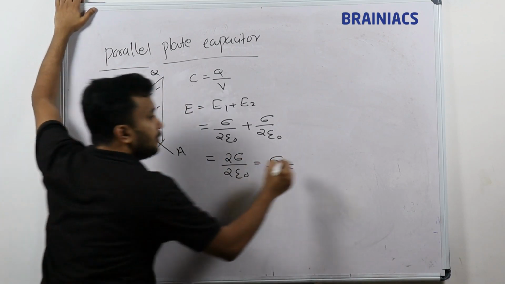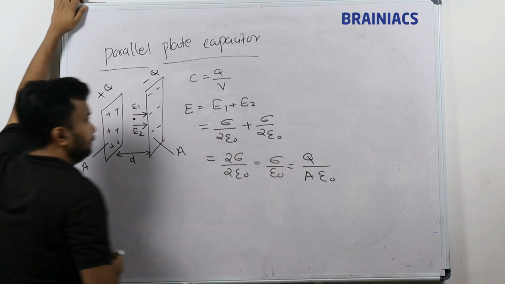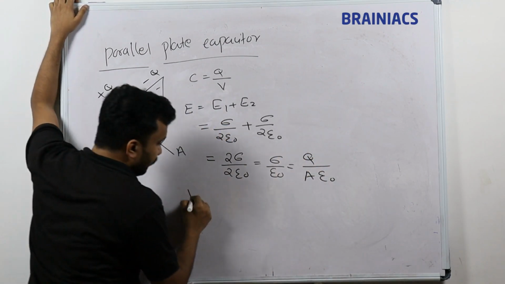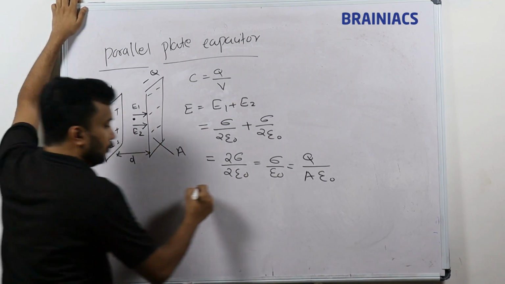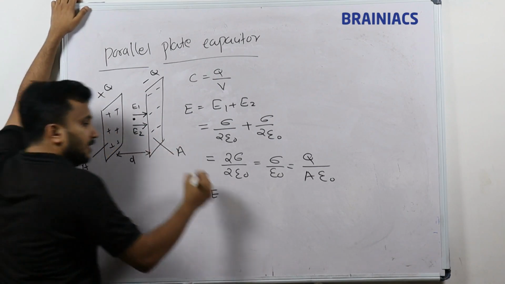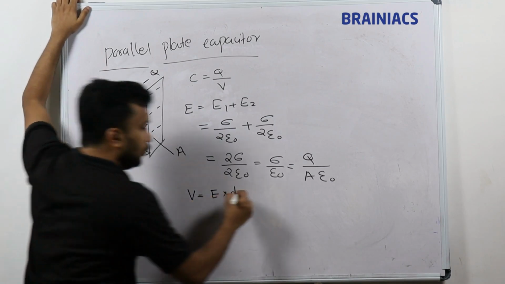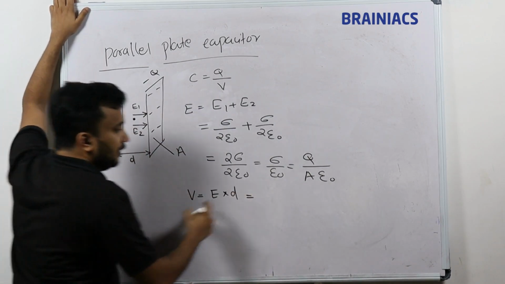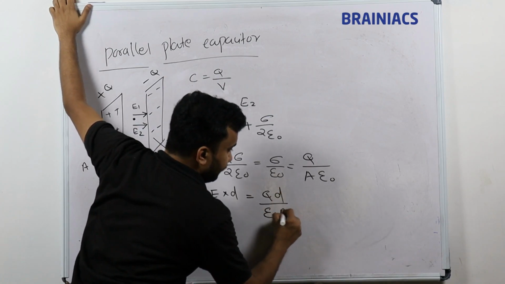What is sigma? Charge divided by area. So E is Q by A epsilon 0. Next we want to find the voltage. Voltage is equal to electric field into the distance between the plates. V is equal to E into d. So V will be Q d divided by epsilon 0 times A.